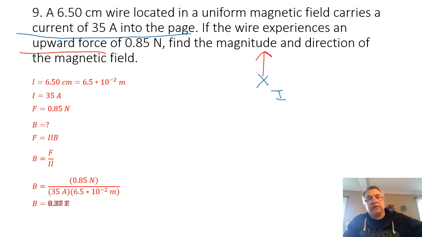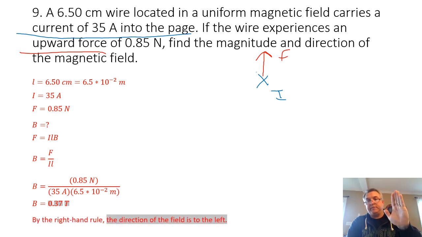The force, and let me just write an F there, is on the Y axis, which tells me that the magnetic field has to be on the X axis, because that's the only one I haven't accounted for yet. So my thumb is the force, my fingers are the current, and my palm is the magnetic field. My fingers want to be going into the page, my thumb wants to be oriented upward, and we see that my palm is facing to the left, or the negative X direction. So the direction of the field is to the left.